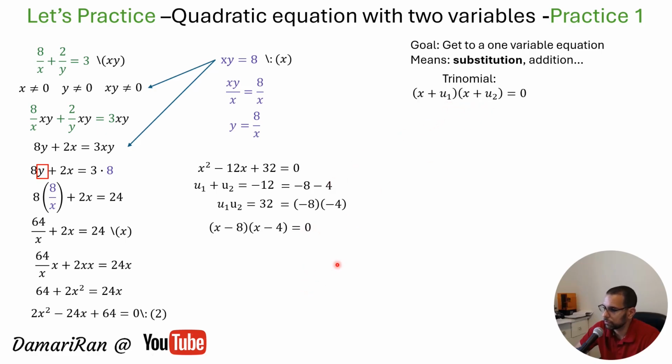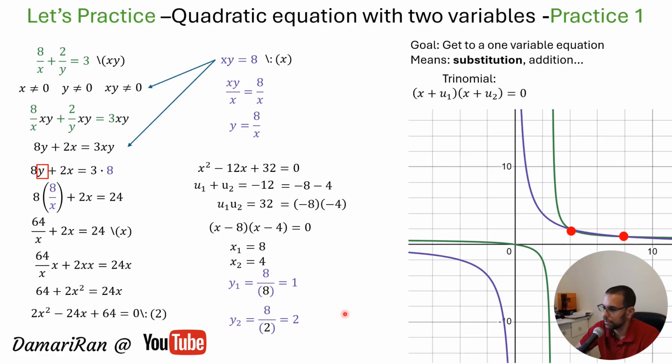Now let me rearrange it for the trinomial. Let me check it. x times x gives me x squared, great. Minus 8 times minus 4 gives me 32, great. And minus 8x plus minus 4x gives me minus 12. I'm golden, great. So it's clear to see that we have two intersection points, x equal to 8 and x equal to 4. I'm going to use this formula right here. I'm going to plug the x's into here, and I'm going to get the two y's. And that's what I get.